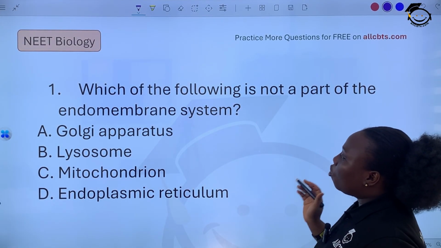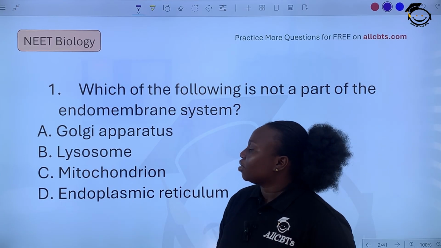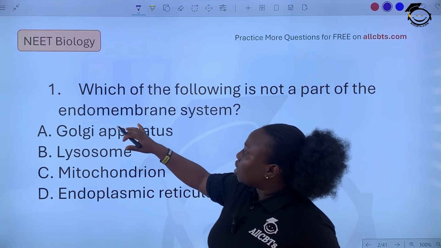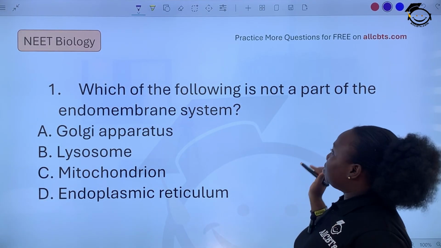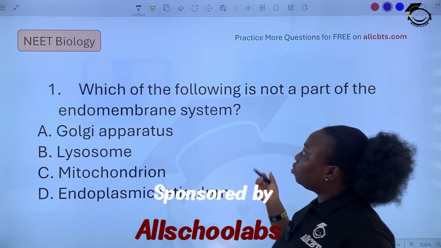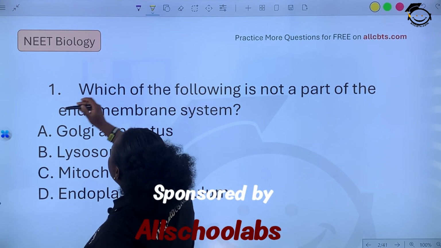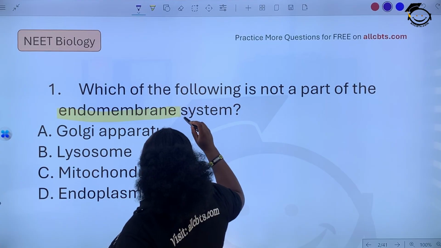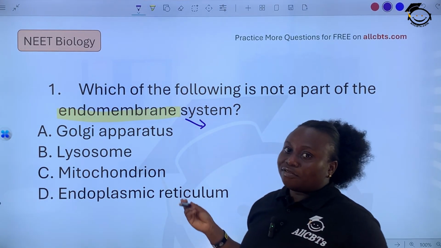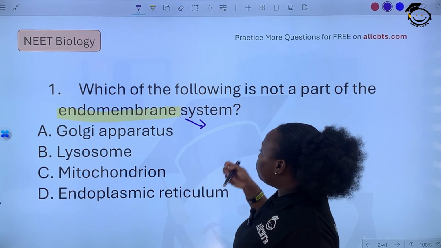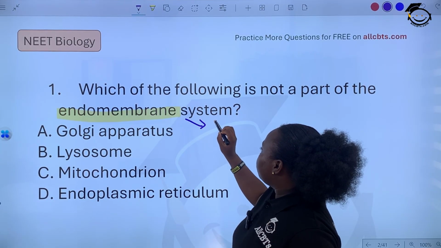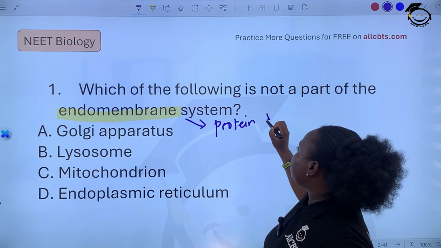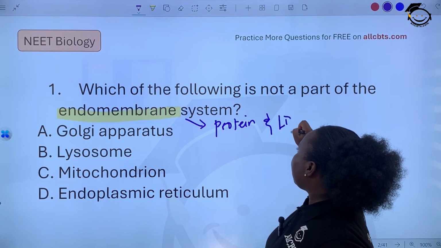of the endomembrane system? Now, for you to answer this question, you need to know what endomembrane means. When something is characterized as endomembrane, what does it mean? Now, endomembrane systems are systems that have tendencies to be involved in protein and lipid synthesis. Now, what are lipids?